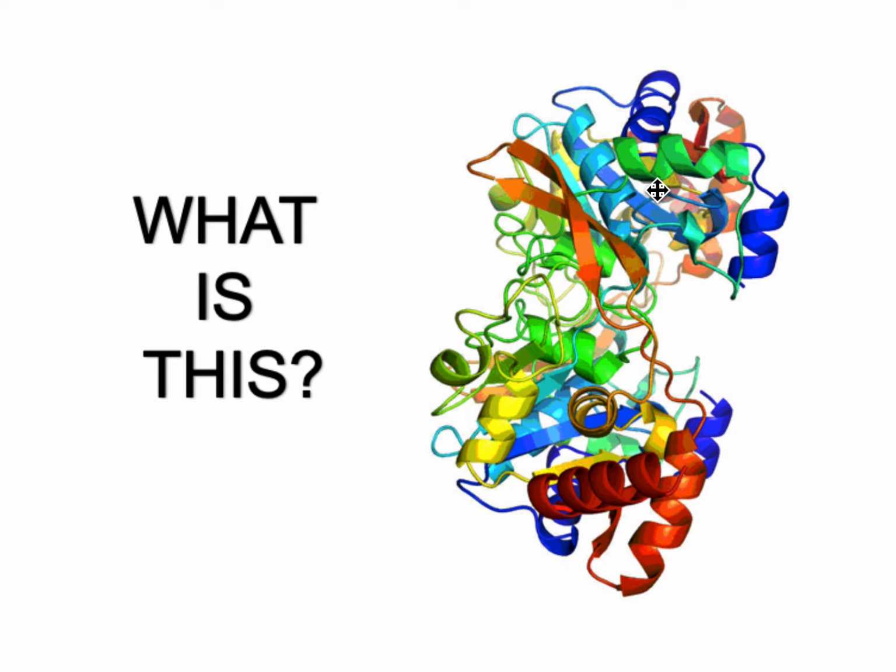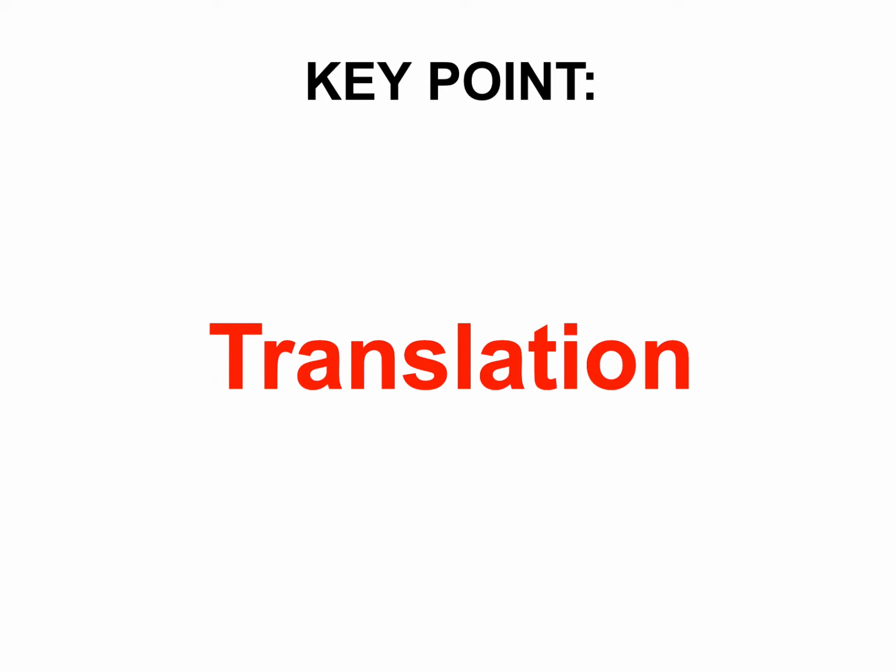So remember, DNA makes RNA, and then RNA makes this protein. And this protein has a very three-dimensional shape. And hopefully remember that what's important about proteins is this shape, and that each protein has a different shape, and that shape determines what it does. So our first key point is going to be a review of translation.